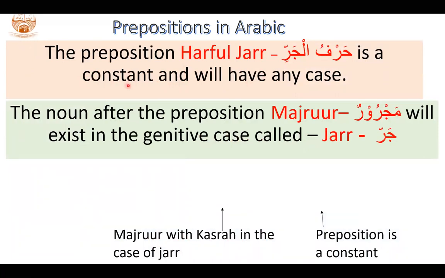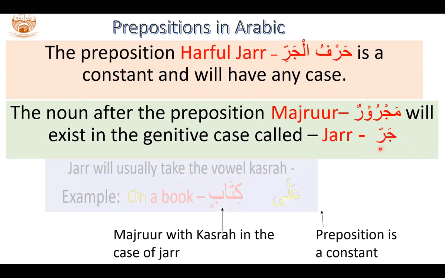So there are several things that we did so far. A constant, we mentioned that the past tense verb is a constant. We mentioned that pronouns are constants. And here we are saying now that prepositions are also constants and they will not have any case. The noun after the preposition, majrur, will exist in the genitive case called jar. So how do we call this case? The case called jar.